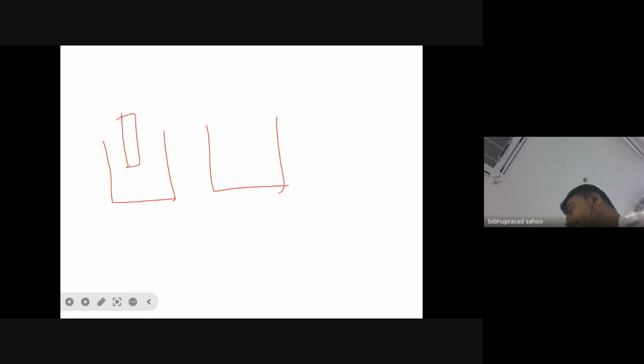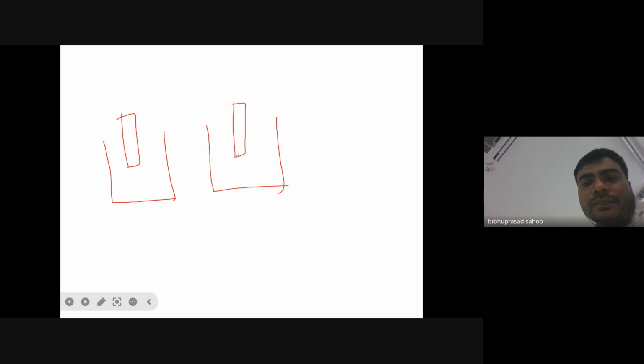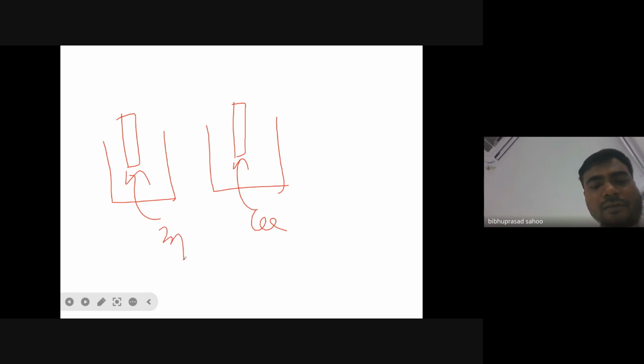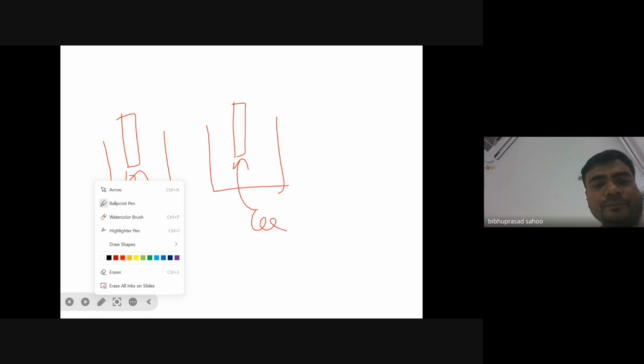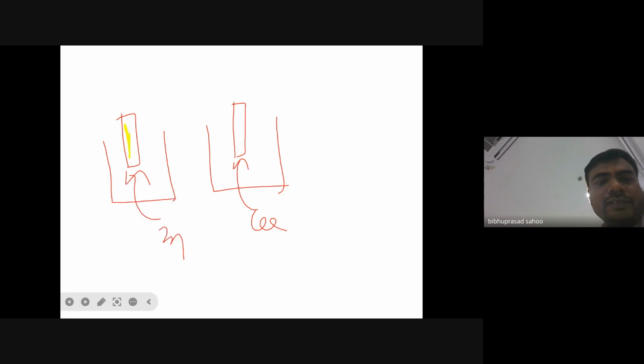In this electrode and in this electrode, this is the zinc rod. This is another copper rod. This is copper. This is copper. This is zinc. So this is zinc.